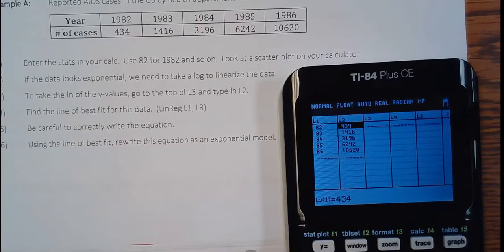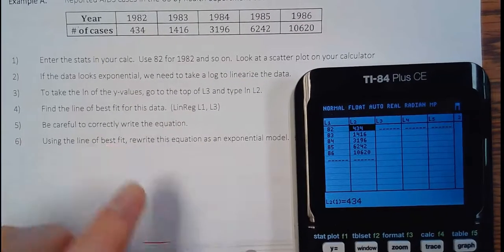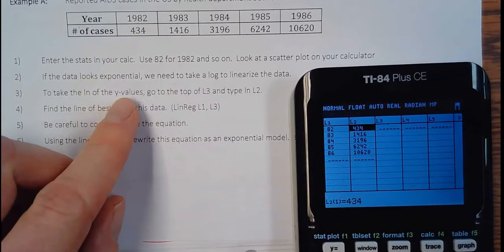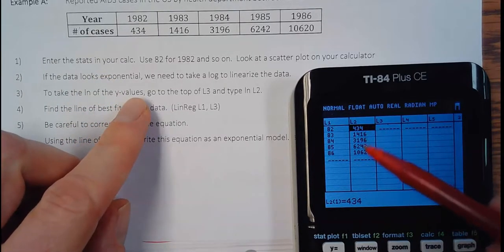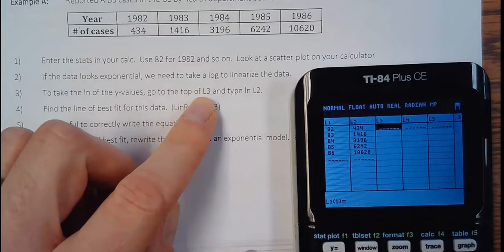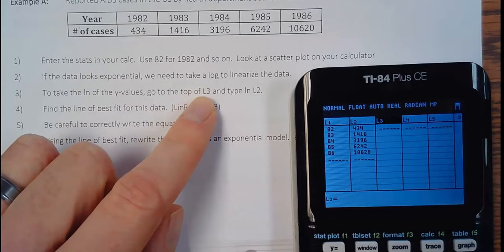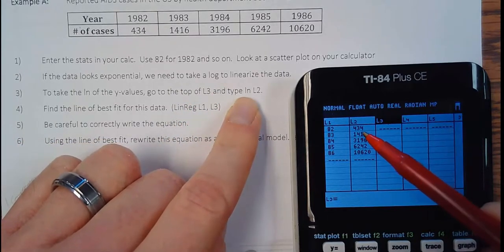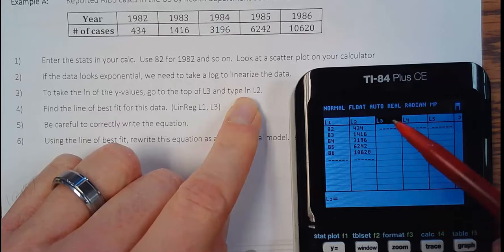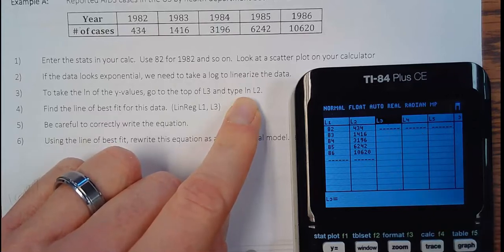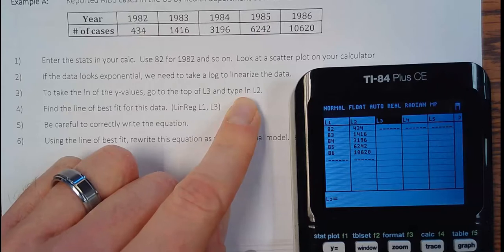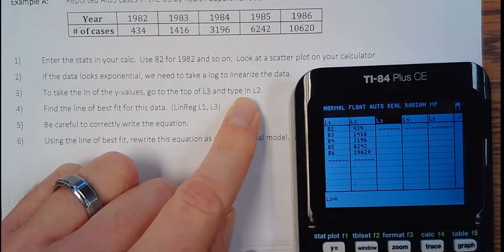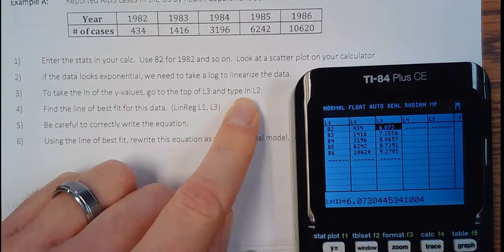If you remember, we did this in another video. We're going to take the natural log of the y values. L2 is the y values. So we go to the top of L3, make sure L3 itself is highlighted, and type in natural log L2. What it's going to do is take all the L2s, take the natural log of them, and put the new data down here. It's almost like putting a formula into Excel. So natural log of L2, and then there's all the natural logs.